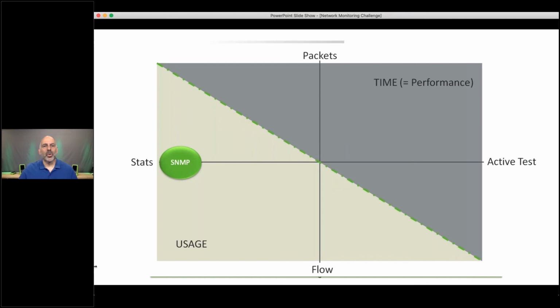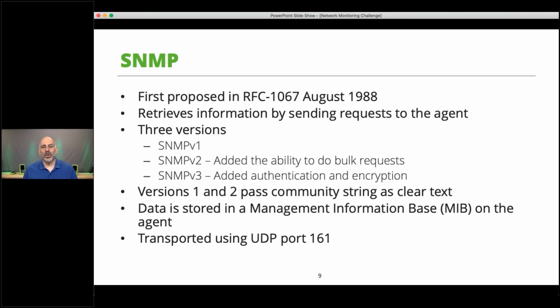Okay, so where does SNMP fit in on our quadrants? Well, if we come in here and we take a look, SNMP is on the stats side. SNMP is going to give us statistics about what's happening out there. It's not going to really tell us who's doing what, but it's going to tell us, do we see errors out there? What does our throughput look like? What ports are being used?